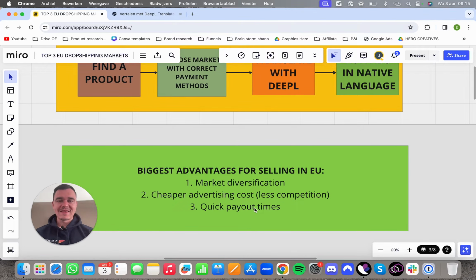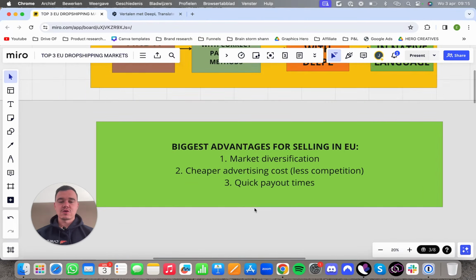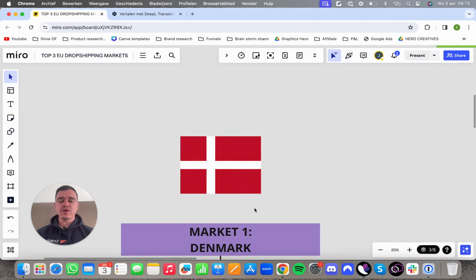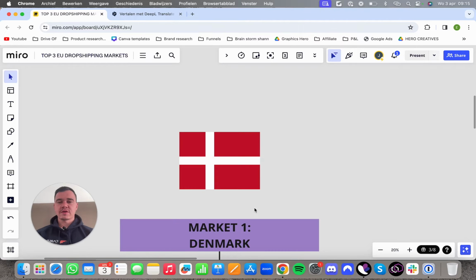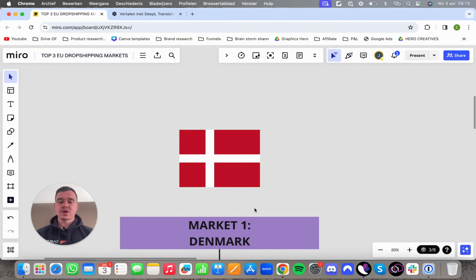But now let's get into the juicy part and let's go to the first market. And the first market is Denmark. Denmark is a small country. It does not have a big population, but it is a very good market to sell in. I think it's a very strong market.